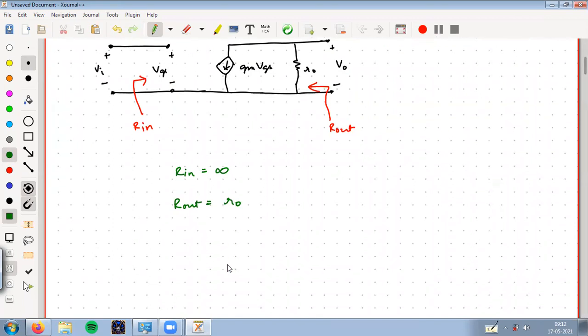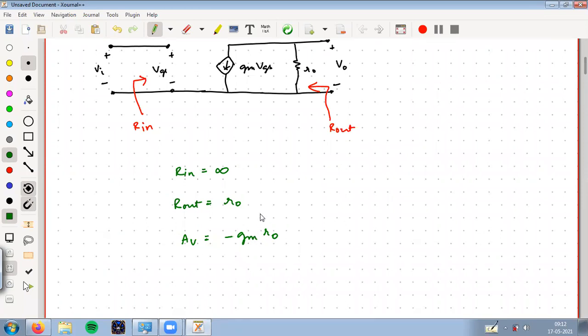R naught is the drain source resistance when the MOSFET is in saturation. Remember, RDS is the drain source resistance when the MOSFET is in triode region. R naught is the drain source resistance when the MOSFET is in saturation region. Then gain AV. This is simple. It is minus GM into R naught.